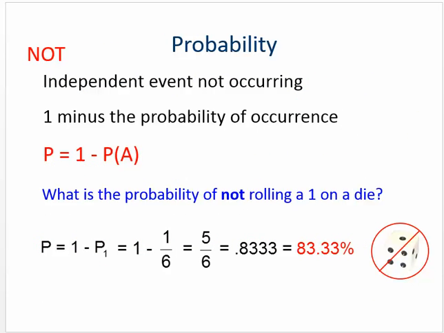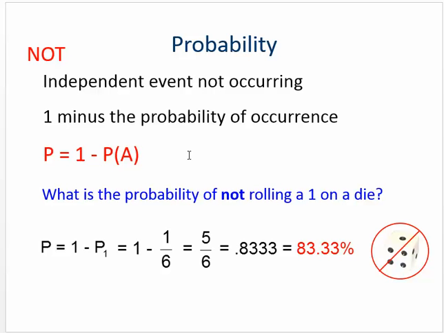Okay, probability still. Now we're going to talk about "not." Independent event not occurring. It's 1 minus the probability. So this "not" really means we're going to take 1 minus whatever the probability is. So what is the probability of not rolling a 1 on a die? That means there's 5 options. So this is a really good chance this could happen.